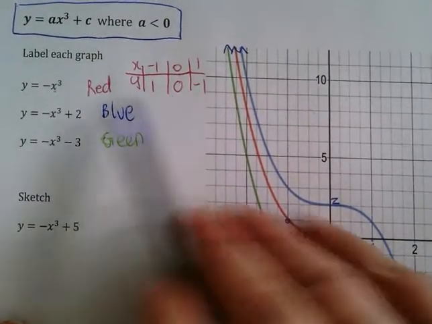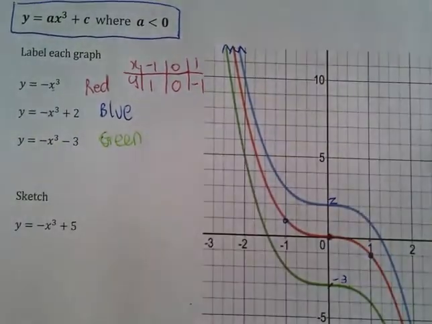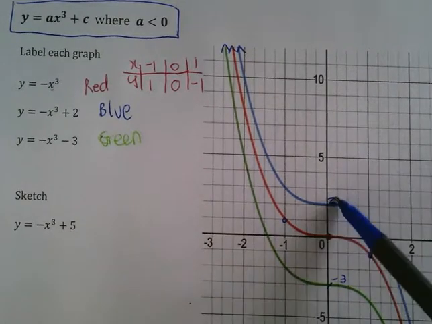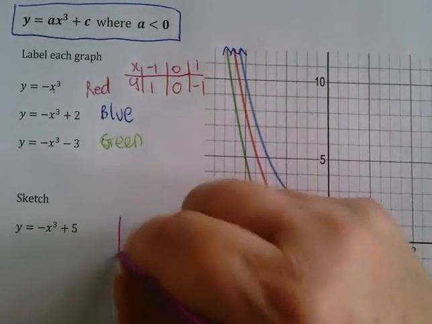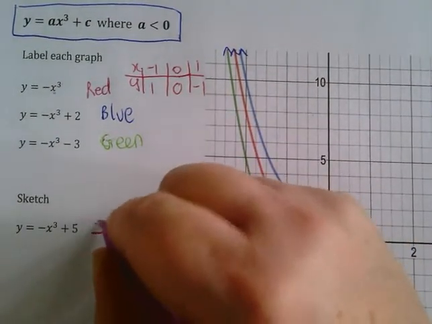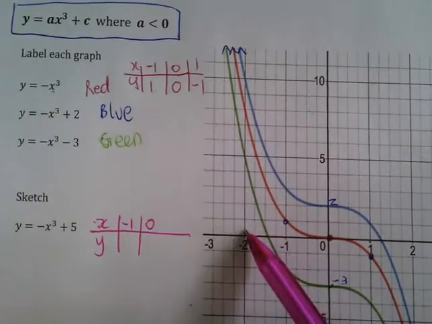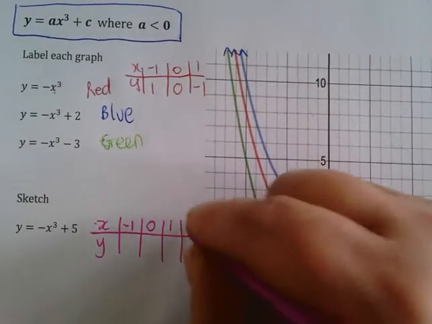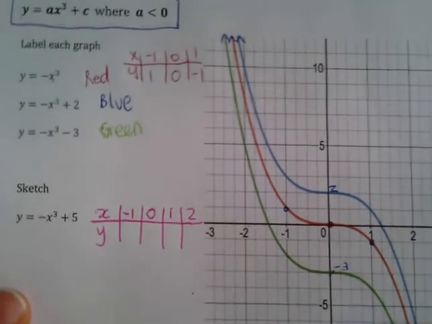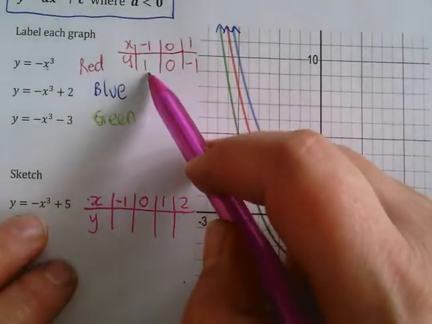Now +2, the negative x cubed is already worked out. You just add 2 onto each of those values. All right, and that's the shifted up 2, and the green one is the shifted down 3. Now, if we were to sketch y equals negative x cubed plus 5. So I'm going to do x, y. I'm going to do -1, 0. Actually, I'm going to do, 0, 1, and +2 this time. All right, let's go.